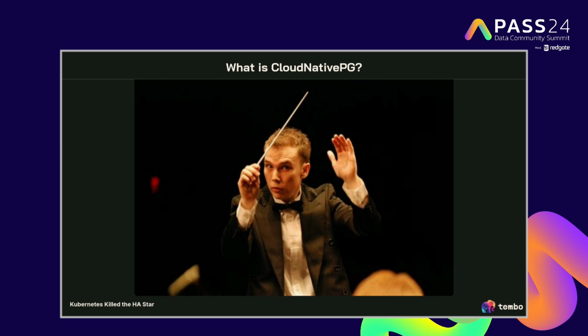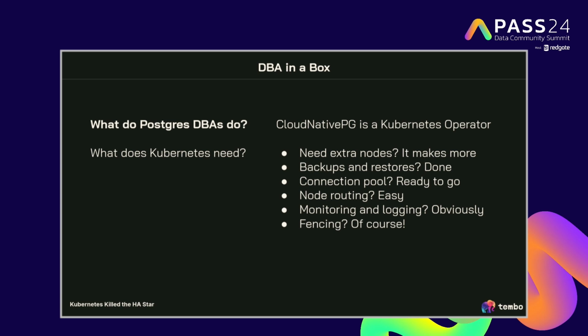So Cloud Native PG, its job is to orchestrate all this. It's the DBA in a box. Whoops, I forgot I named that slide that. So it does all the stuff you normally would have done. Node crash, it'll bring it back up. Need an extra one? Change a line in a configuration file, you now have 3 nodes.